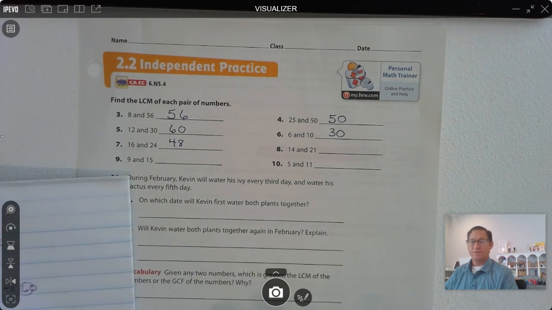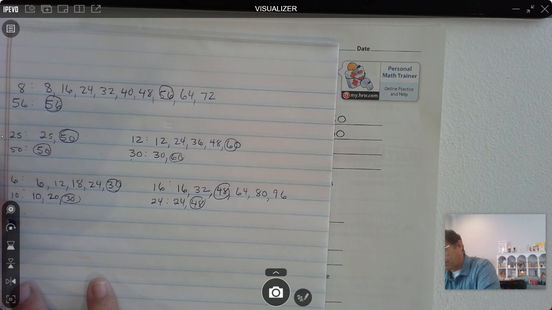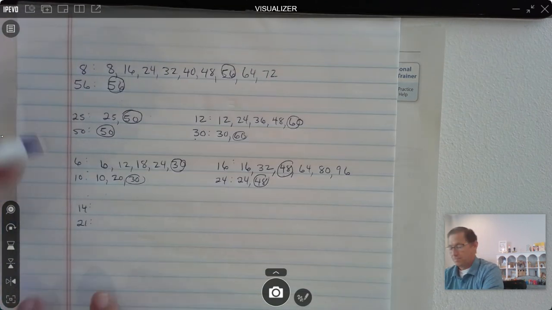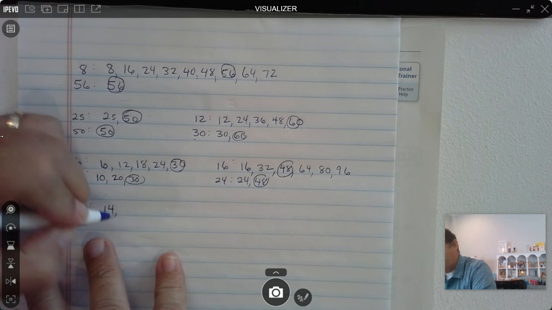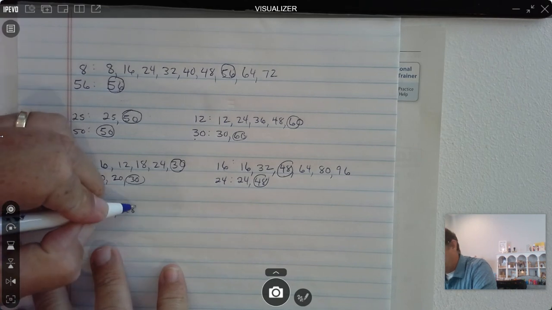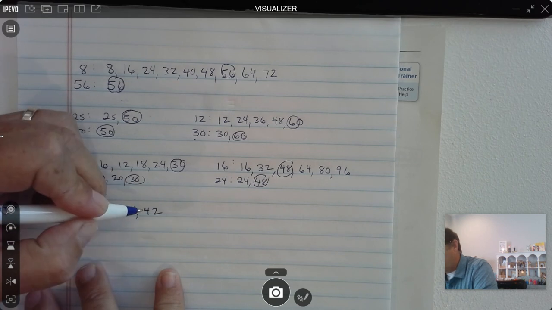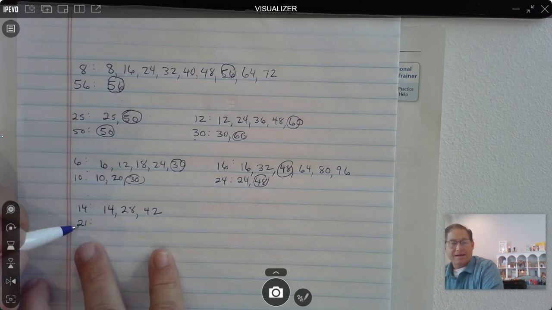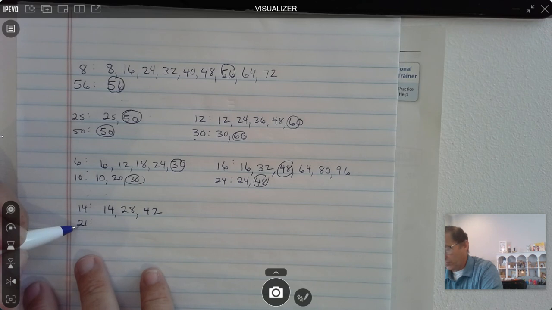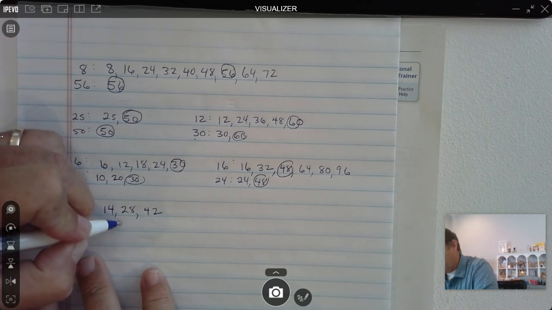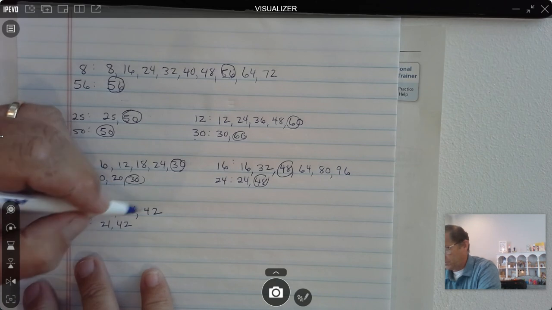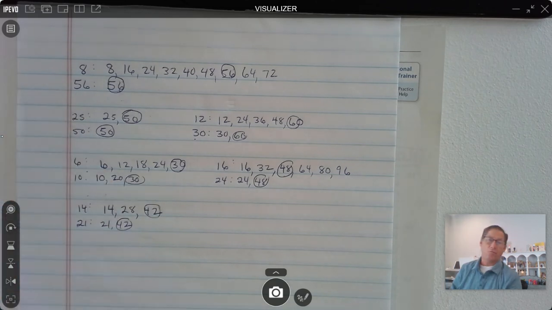Okay, number 8, 14 and 21. Okay, 14 plus 14 is 28. 28 plus 14 is 42. And I know that if I double 21, that's also 42. So 21 plus 21 is 42. So the least common multiple is 42.